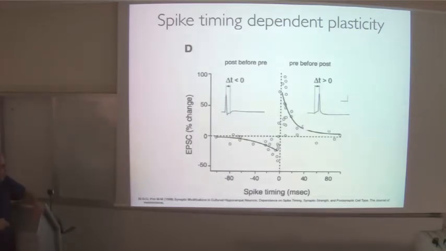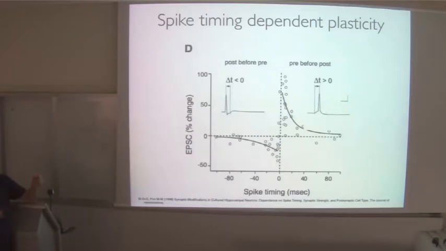So the protocol is the following: you activate a single synapse and you record from the soma, and you have a baseline of the amplitude of the EPSP. Now you activate the synapse and activate the postsynaptic cell, say 10 milliseconds before you activate the synapse. You do that 10 or 20 times, and then again you activate only the synapse and check the amplitude of the EPSP.